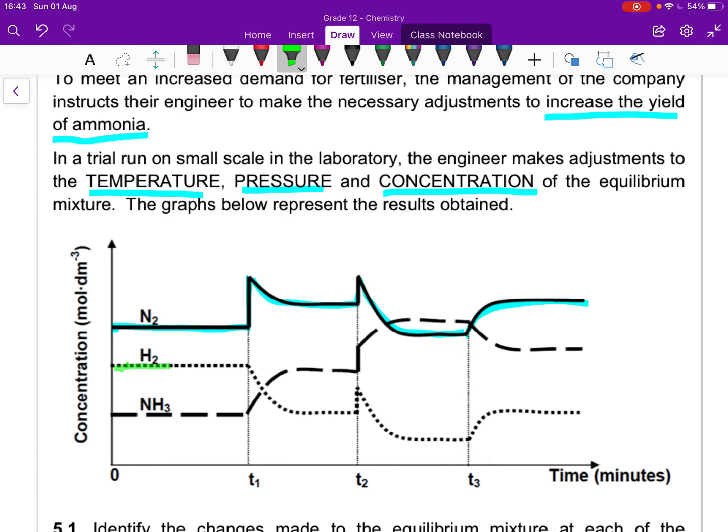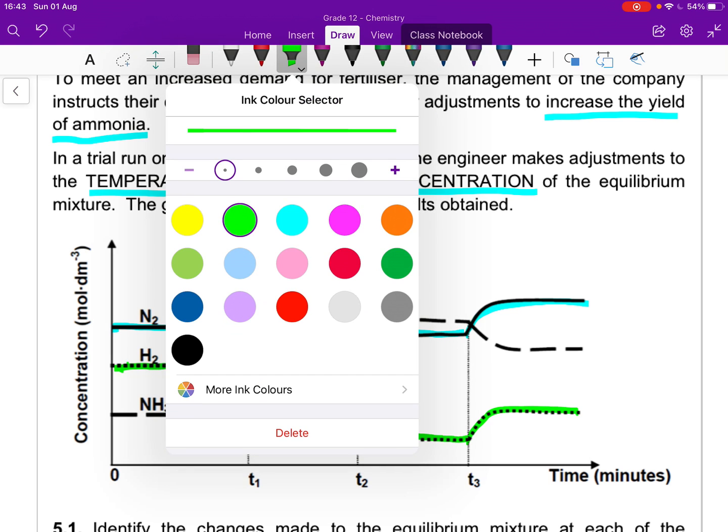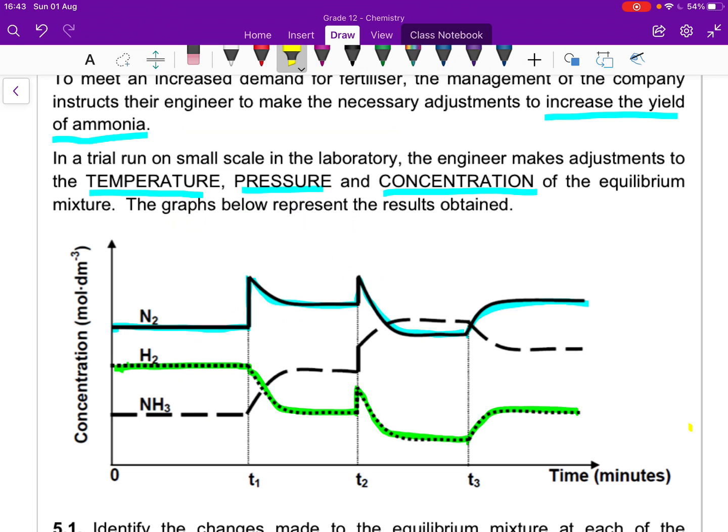We do the same with the hydrogen. Here we go. It doesn't spike, but it gets less. So now I know I'm favoring the forward reaction. It also spikes a little bit at T2, then it starts to get used up, and then we increase it a little bit. Okay, now if we do the same for ammonia, so there we go. It doesn't spike, but gets more, so I favored making it. It also spikes, then we favor making it, and then it gets lower.